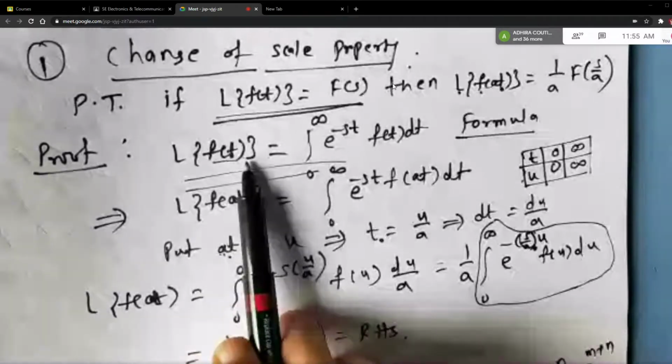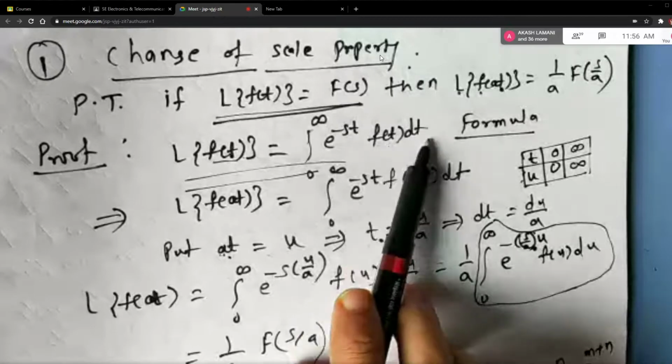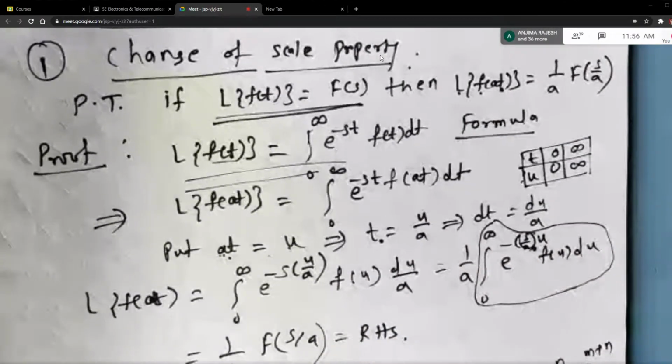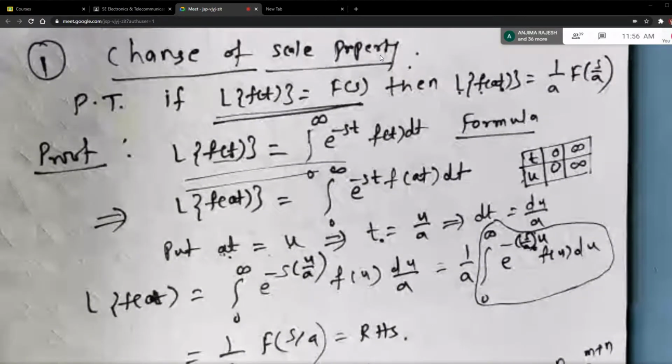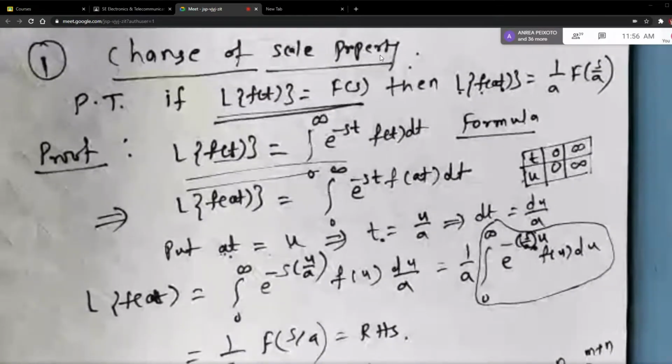L of f of t is equal to integral from 0 to infinity e raised to minus st f of t dt. So this is the formula of Laplace transform. If you remember, this was the starting of the unit, and as I mentioned to you, that formula is the base of this whole unit, right?